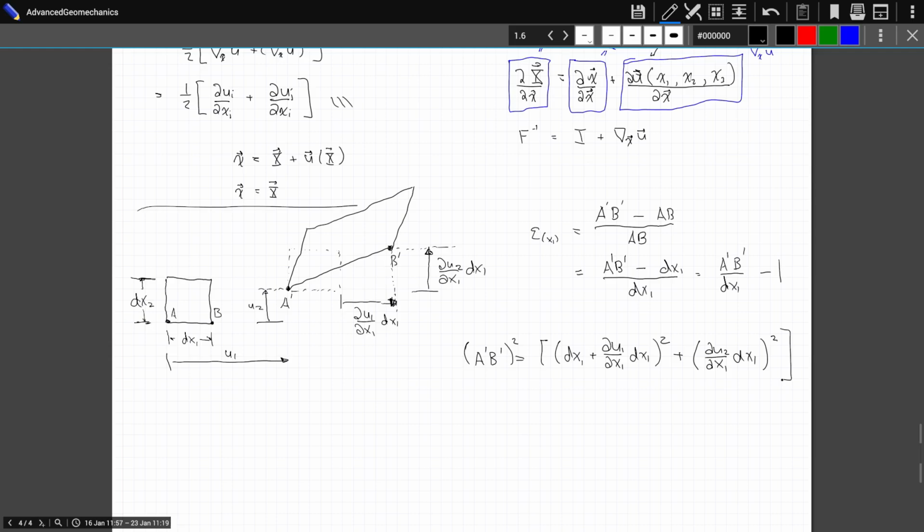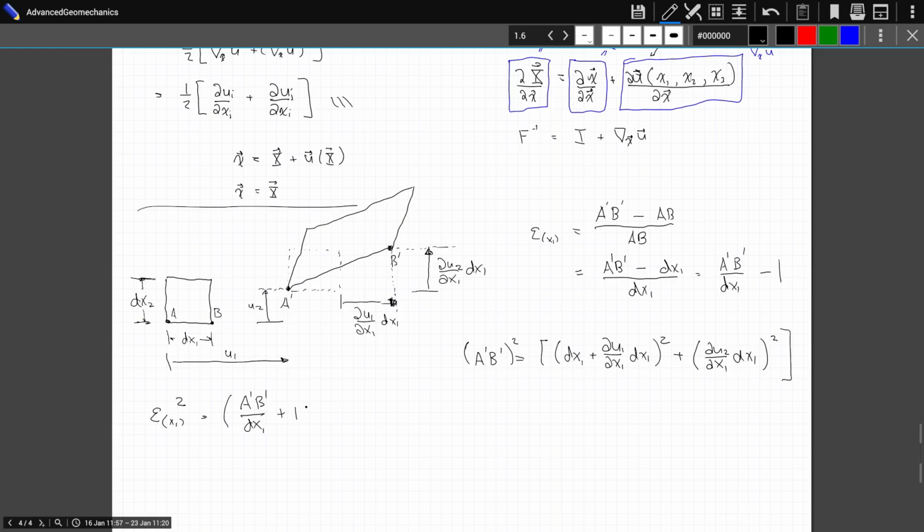Okay, so now what we'll do, because we wrote this ab squared, we want this equation to be ab squared, right? So we're going to rewrite, I'll write it over here, ex1 squared is equal to a prime b prime over dx1.